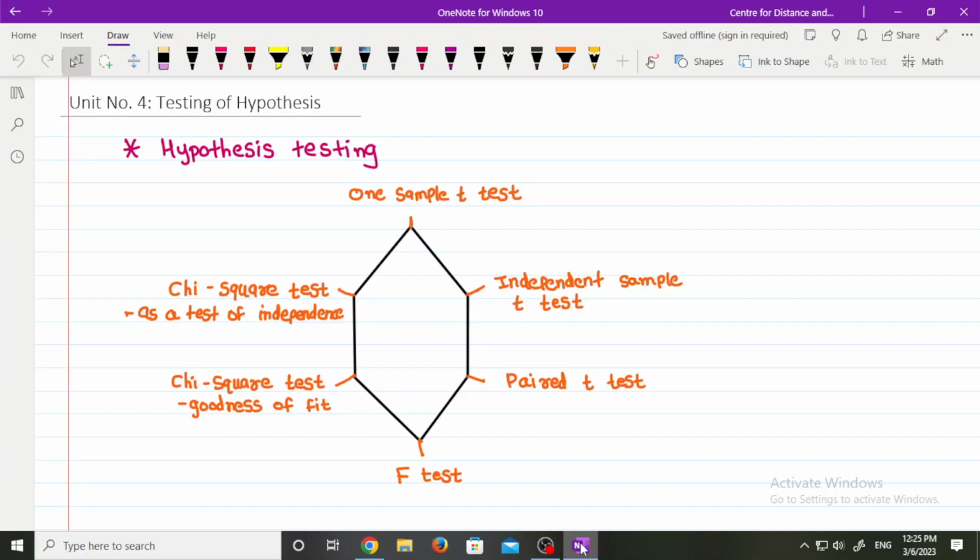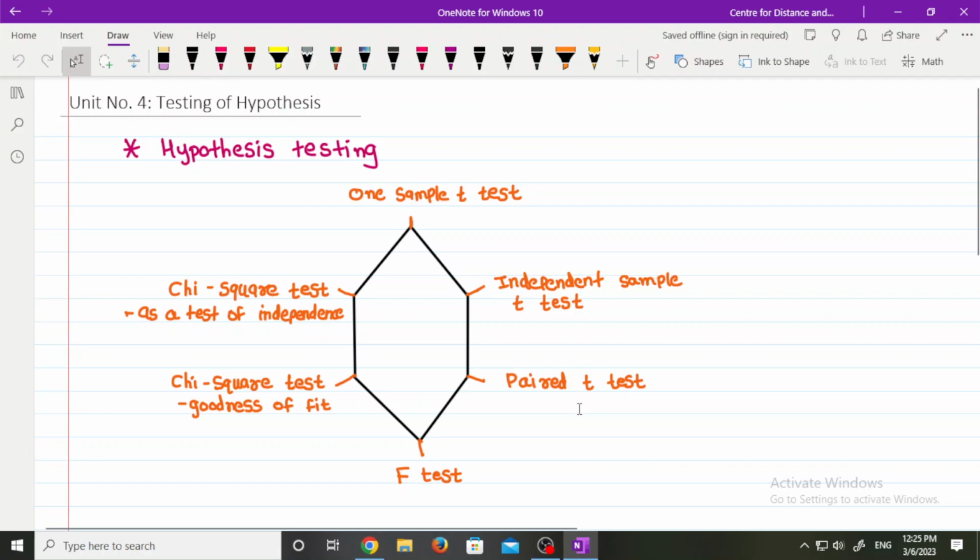In the last lecture, we learned about hypothesis testing, and in this hypothesis testing, we learned about the one sample t-test and its example. This t-test family comes with three tests. First one is our one sample t-test. Second, independent sample t-test, and third one is paired t-test.